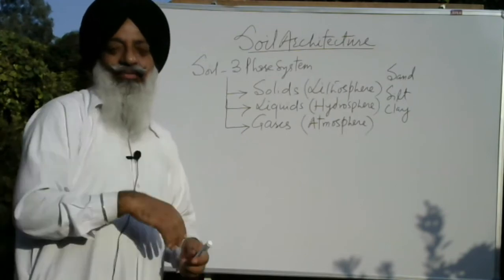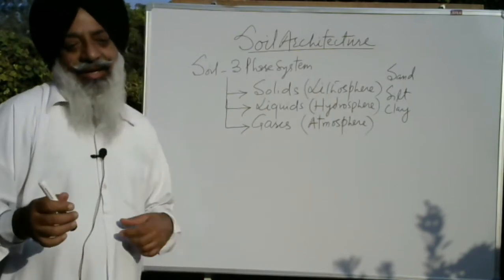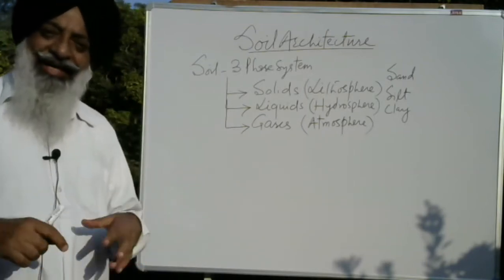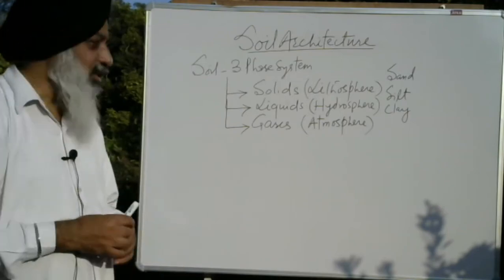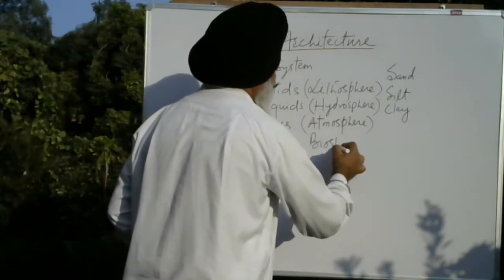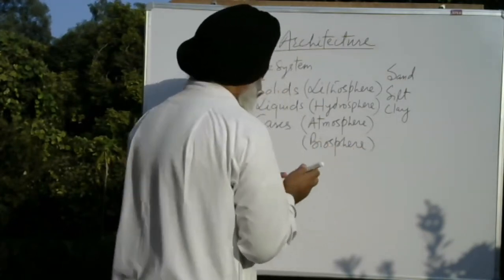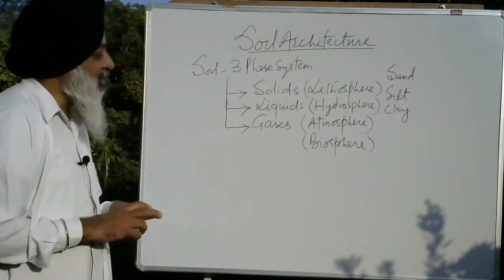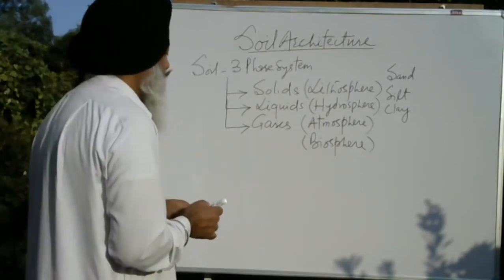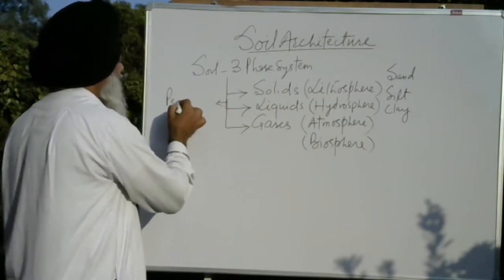And if I say that microbial population, microbes are also there in the soil, then you have bigger animals like earthworms, rodents in the soil. Then you can have another phase, what you call the biosphere. So in fact, all these four, lithosphere, hydrosphere, atmosphere, biosphere, constitute the soil and what you call the pedosphere.